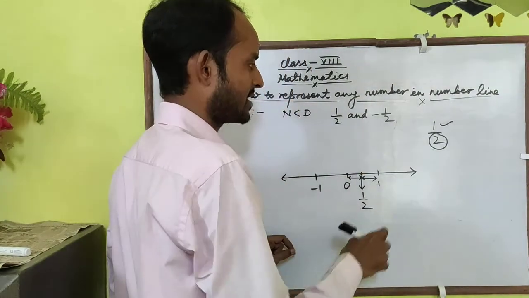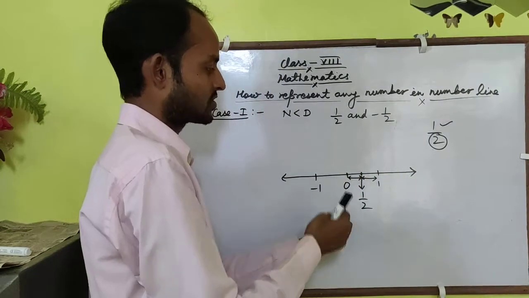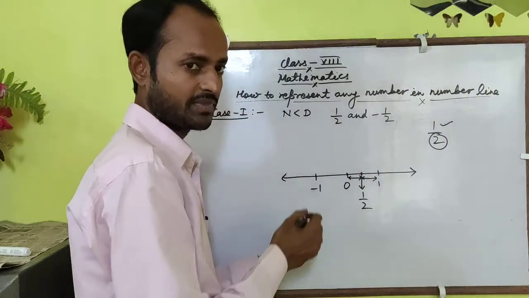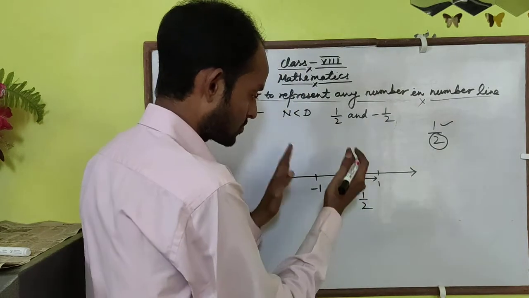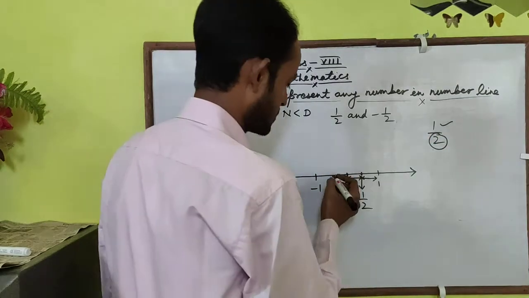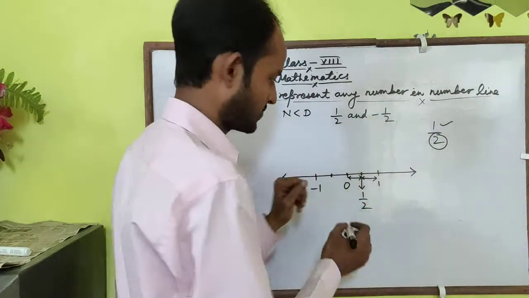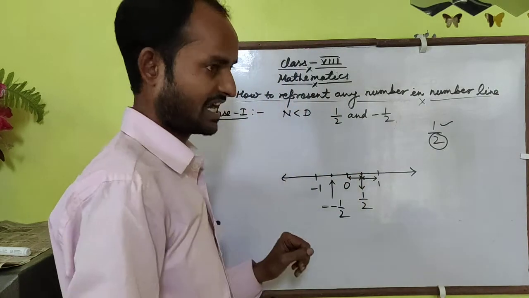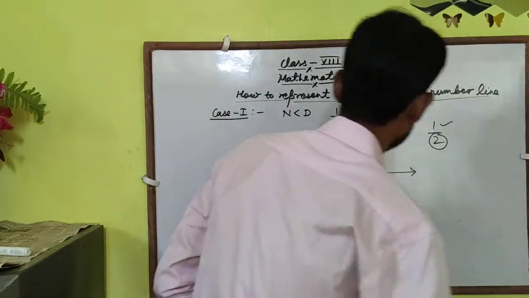If we take minus 1/2, then because it is negative, we have to take this number to the left of the 0. We have to cut the line from 0 to minus 1 into two equal parts and take one part of that. This is minus 1/2. Is it clear, students? If not, taking any other example. The case is similar.